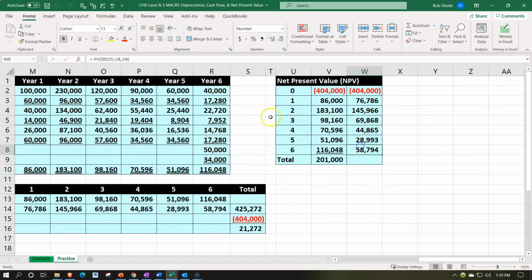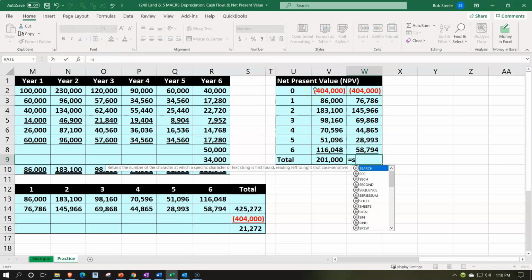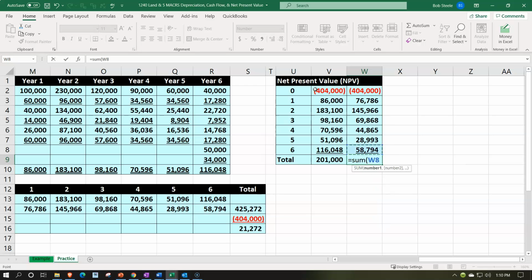Closing this back out, underline here, summing it up equals the SUM, shift 9, up arrow, holding down shift, up, up, up, up, up, enter. And we get to the 21,207. So once again, it's over the cost of capital.